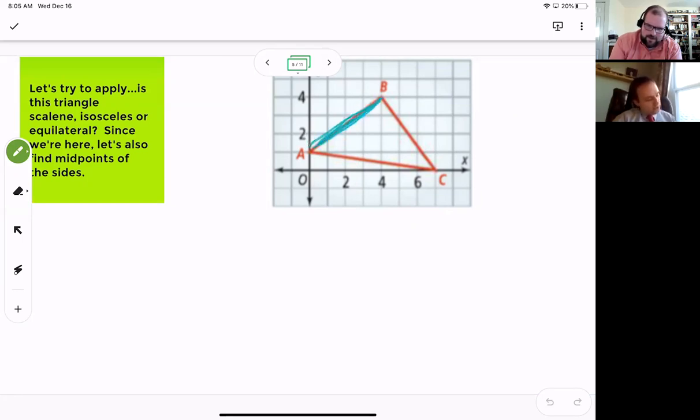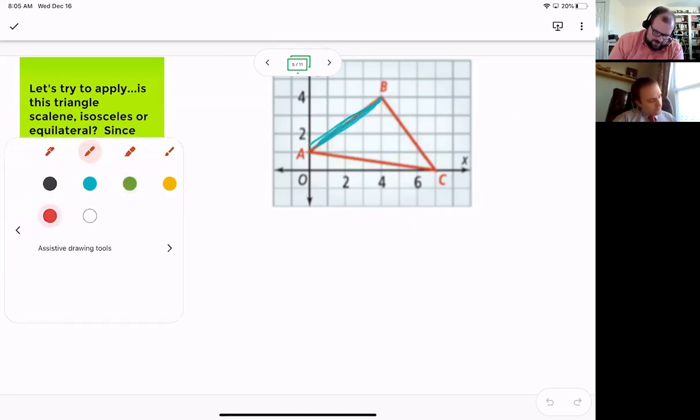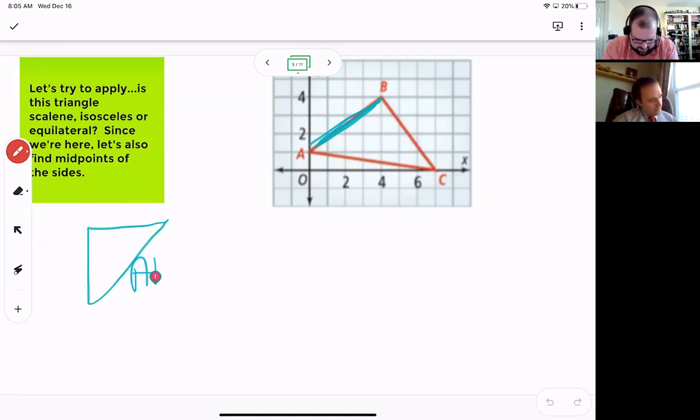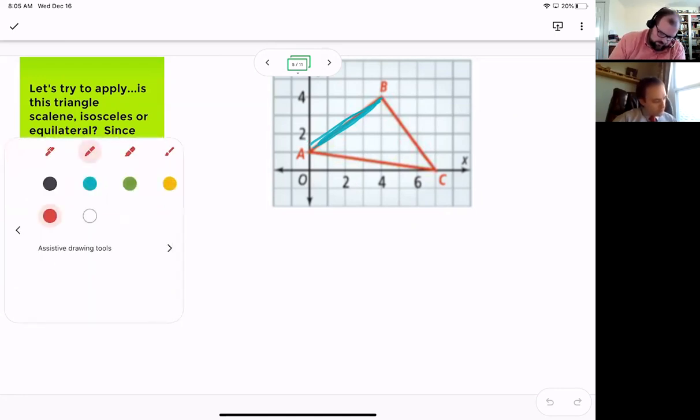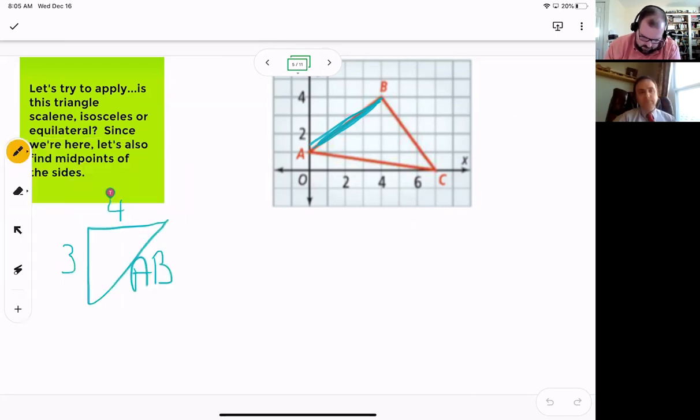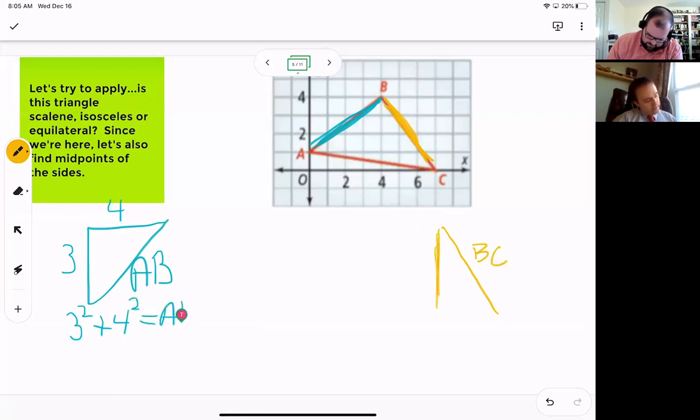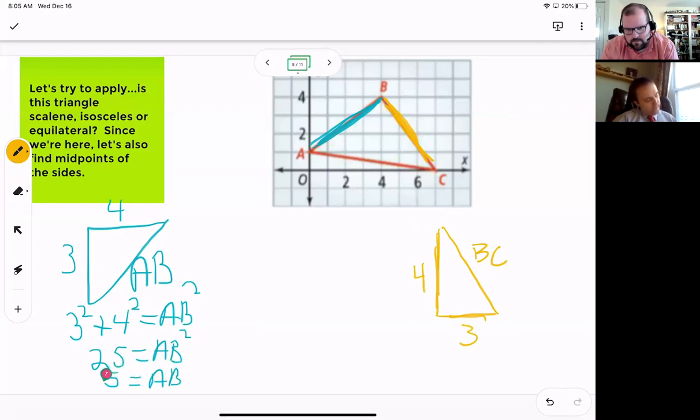Let's talk about AB. So you're saying I should make a triangle, right? So if I make a triangle for AB, I just call that AB. The vertical part looks like it goes from 1 to 4, so that's 3. And then the horizontal part goes from 0 to 4, so that's 4. And so then I can do the Pythagorean theorem, say leg squared plus leg squared is going to be the hypotenuse squared. So that's going to be 9 plus 16, so that's going to be 25 is the hypotenuse squared. So that means AB is 5.